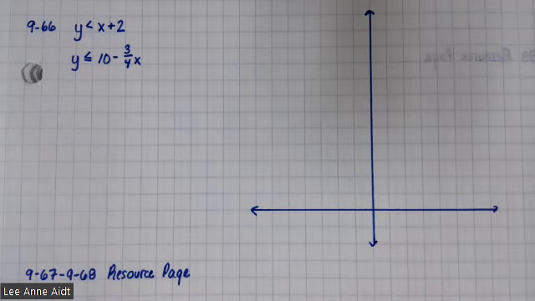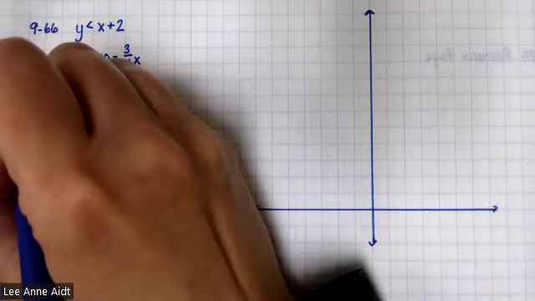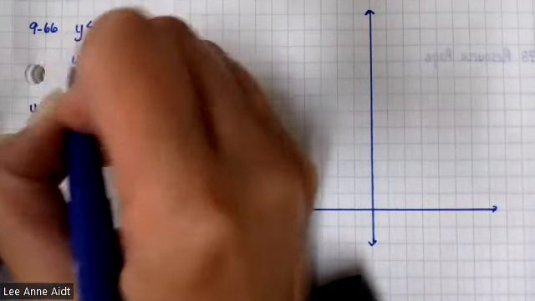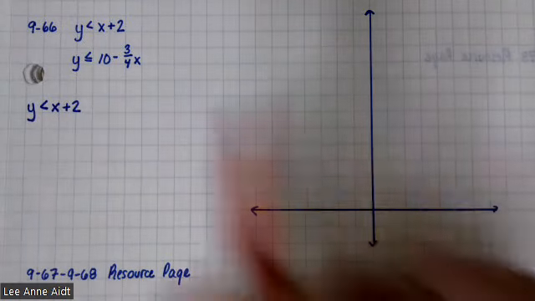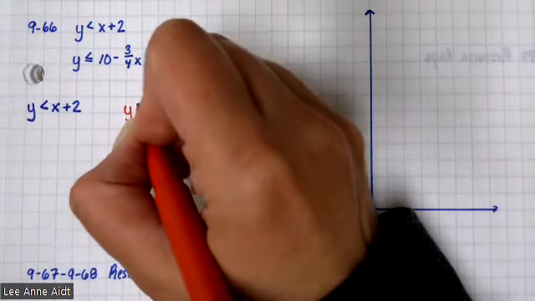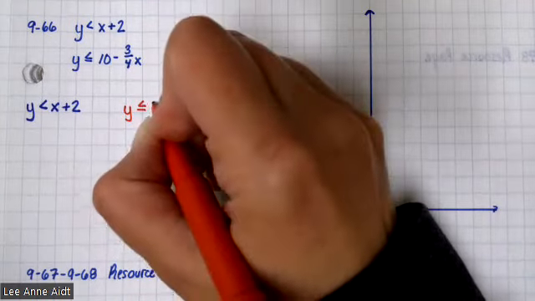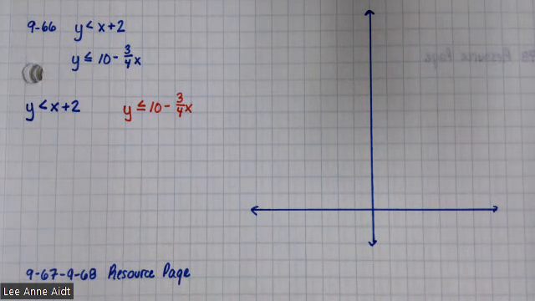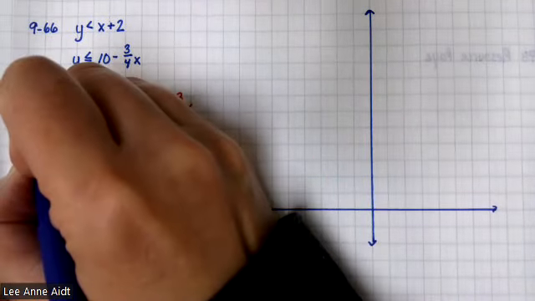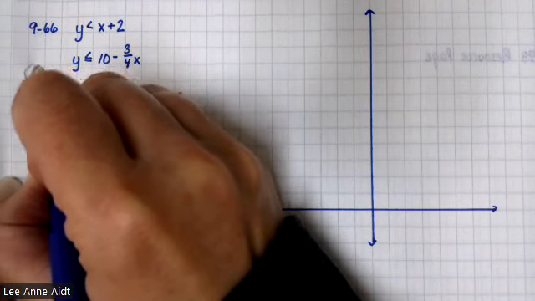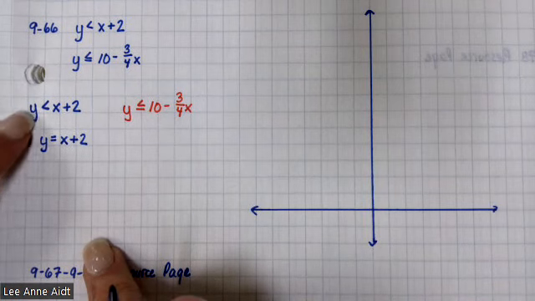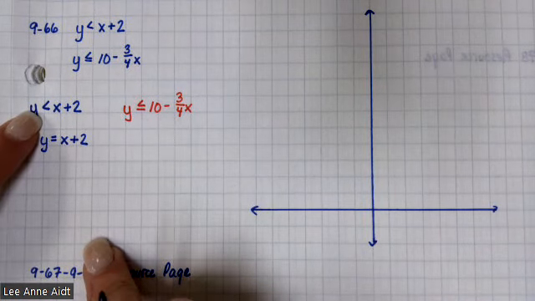Okay, all right, I'm going to start with the first one over here. I'm going to write y is less than x plus 2 in blue. And then in red, I'm going to write y is less than or equal to 10 minus 3/4 x. Okay, step 1, y equals x plus 2. And dashed or solid? Dash.